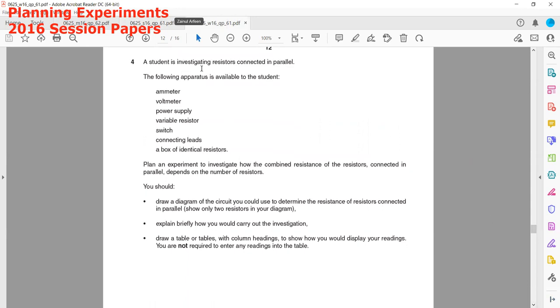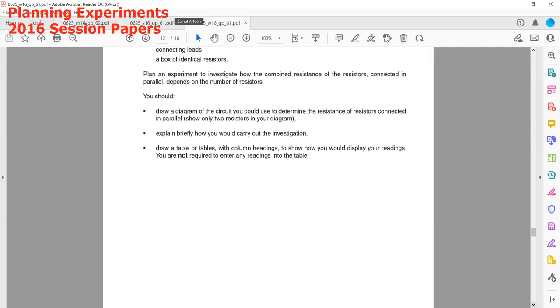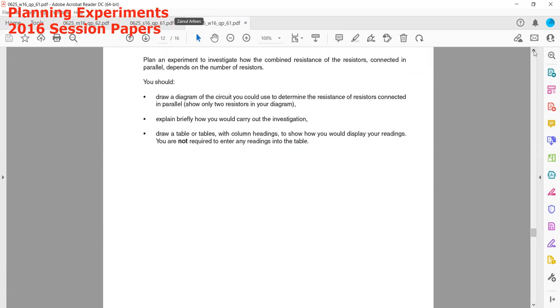Experiment from winter 16. A student is investigating resistors connected in parallel. The following apparatus is available: ammeter, voltmeter, a power supply, a variable resistor, switch, connecting leads, and a box of identical resistors. Plan an experiment to investigate how the combined resistance of resistors connected in parallel depends on the number of resistors. Like if we change the number of resistors, how the resistance can be affected. Practically, when we connect more resistors in parallel, the combined resistance will decrease. But we don't have to reach a conclusion or a result here. We just have to plan this investigation, that how we carry out.